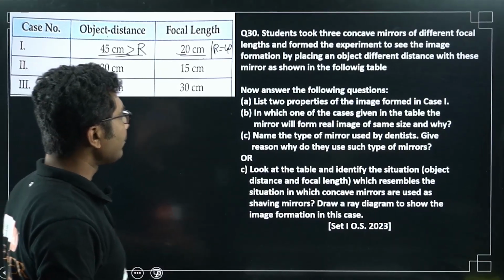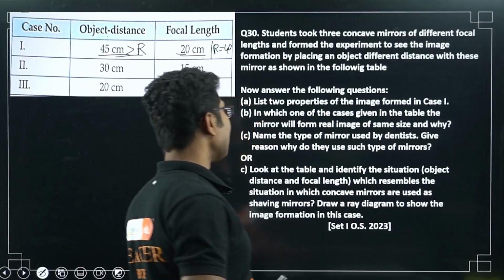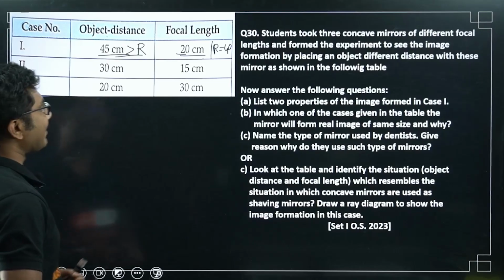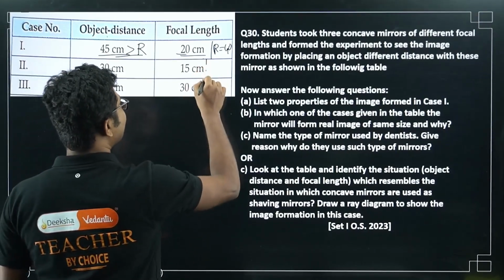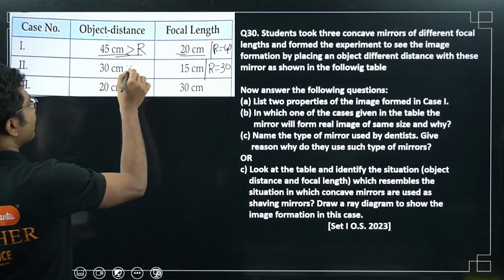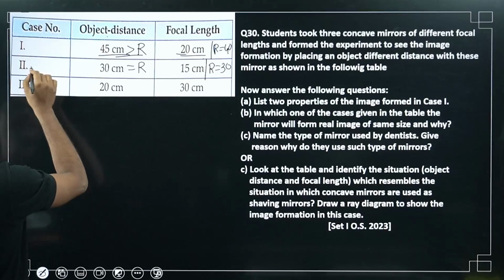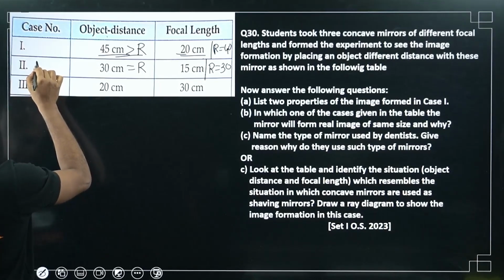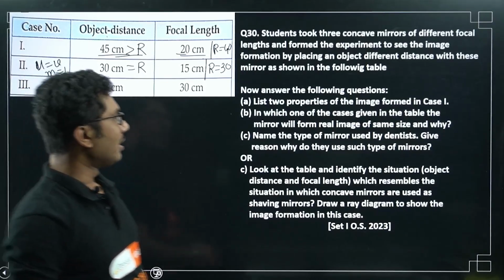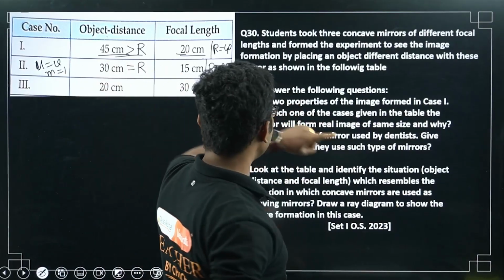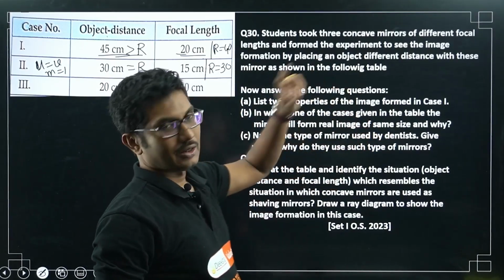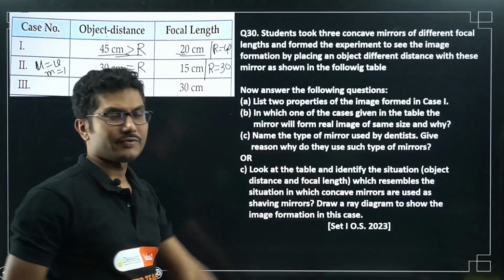In which one of the cases given in the table will the mirror form a real image of the same size, and why? Real image of the same size forms when the distance is equal to the radius of curvature. In this case, the radius of curvature is 30, so this is equal to the radius of curvature. So u will be equal to v and magnification will be equal to 1. So in case 2, the mirror will form a real image of the same size, because the distance is equal to the radius of curvature.